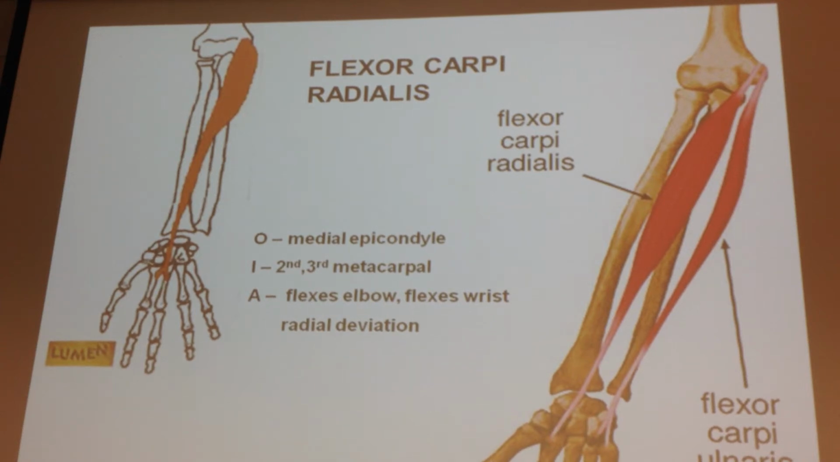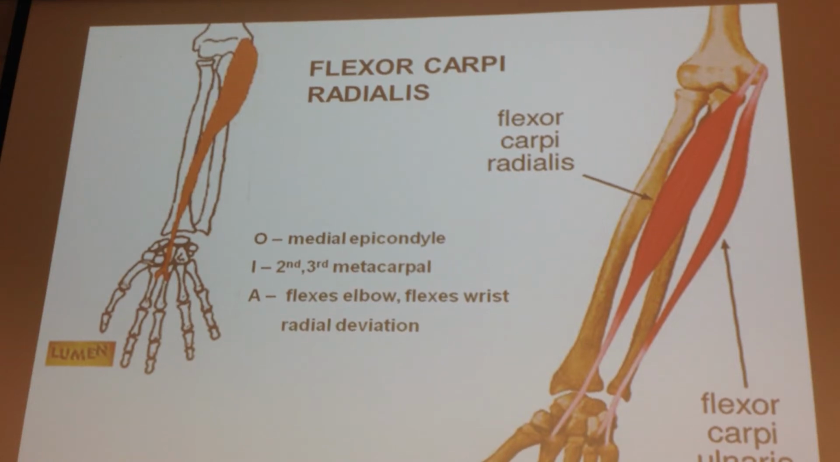So as that, it's crossing 2 sets of joints. It's crossing the elbow, where it's going to do flexion. It's crossing the wrist, so it's going to flex the wrist. And because it's crossing the wrist laterally, it's going to do this movement. So this can be described as abduction of the wrist or radial deviation.